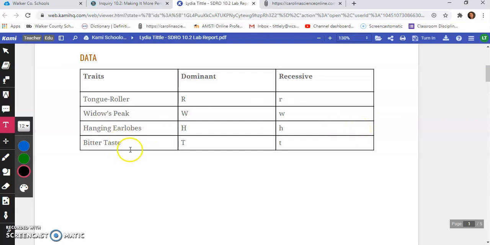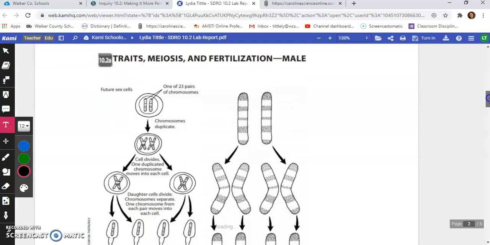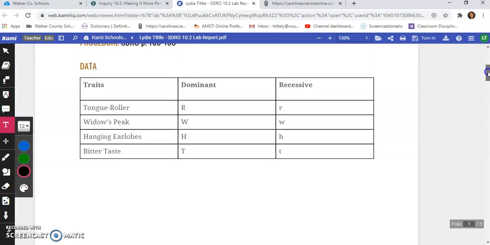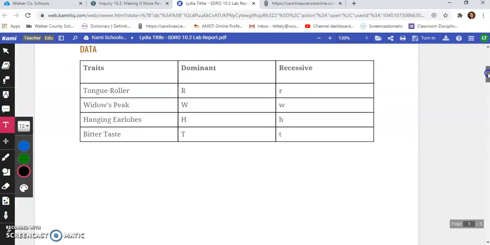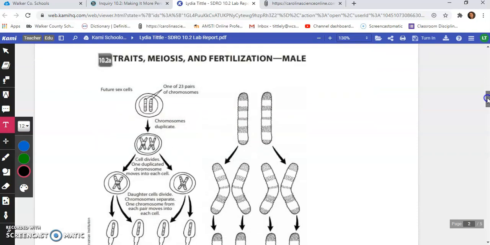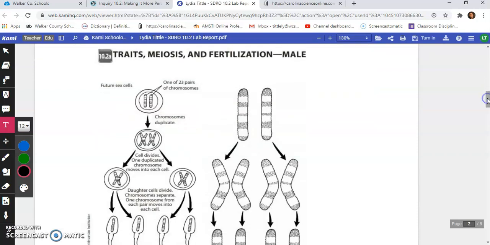If you're at home and you can't do the bitter taste, that's okay, just skip the bitter taste part of the box. If we continue on with our lab report, whatever traits you got up here for being dominant or recessive, we're going to take those down here to this chart.